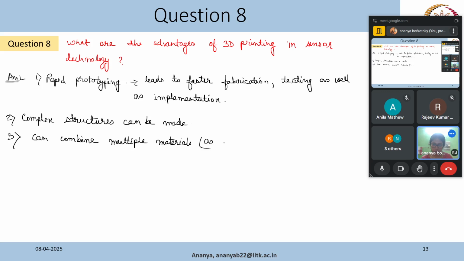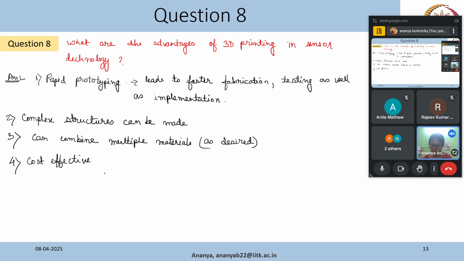As I mentioned, many people are working on inks for 3D printing, so we can combine different materials to achieve different properties. Next, it is cost effective compared to other fabrication techniques because it does not require a lot of machines.